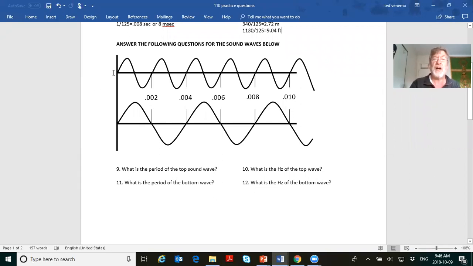Well, what was the length of time it took to complete one cycle? 0.002. So you'd write 0.002 here, in seconds, or 2 milliseconds, either one. Now, what's the frequency of the top wave? Well, F is 1 over P. So F is equal to 1 divided by 0.002, which is equal to 500 hertz.